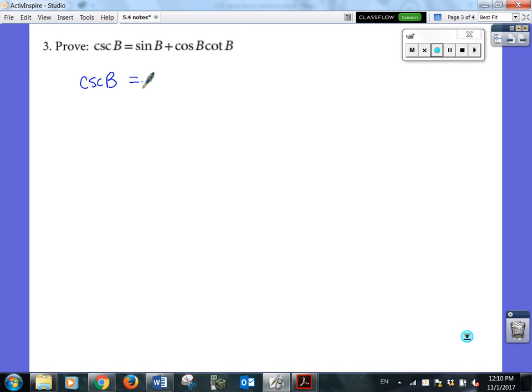And then when I look at the right side, the first thing I want to think of is, is there a GCF? Sine, cosine, and cotangent. There is no GCF. If there is, I want to take it out, because that's usually something that will help me. But in this case, there's not one, so obviously I can't do that. So then my next thought, since there's not a GCF, I can change to sines and cosines. So sine B stays, plus cosine B stays, times cosine B over sine B.